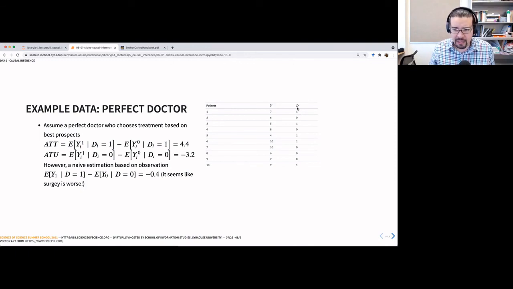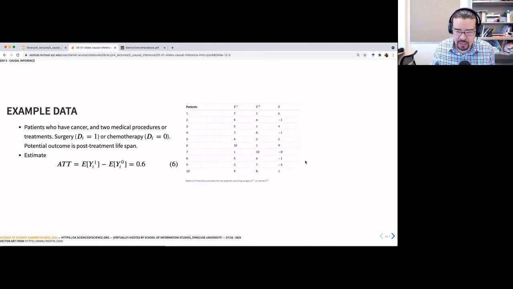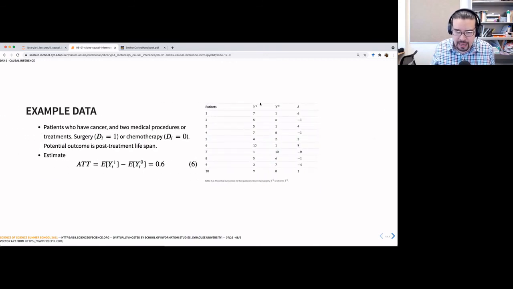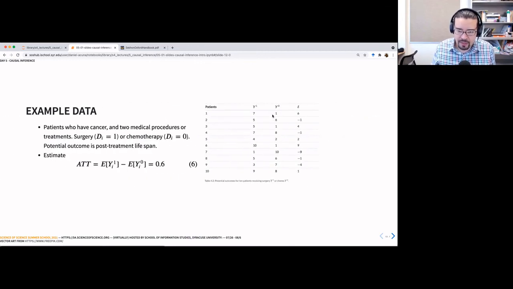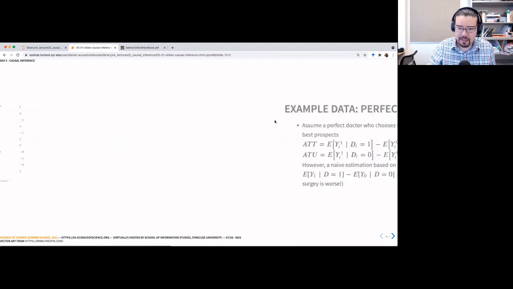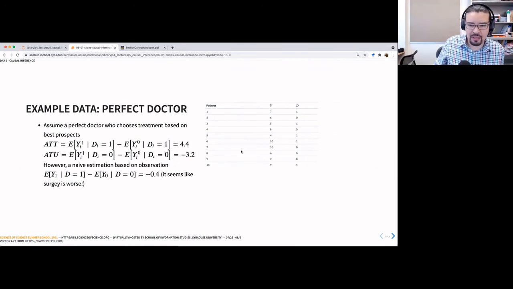So we have D, which is the choice from the doctor. D=1 would be, let's treat you. If I go back one slide, if I choose to treat patient 1, then I will get to observe 7, because that's the potential outcome for treatment. If I don't choose to treat patient 2, then I will get the potential outcome for no treatment, which is 6. So this is the data that we will get to see in the real world, right?